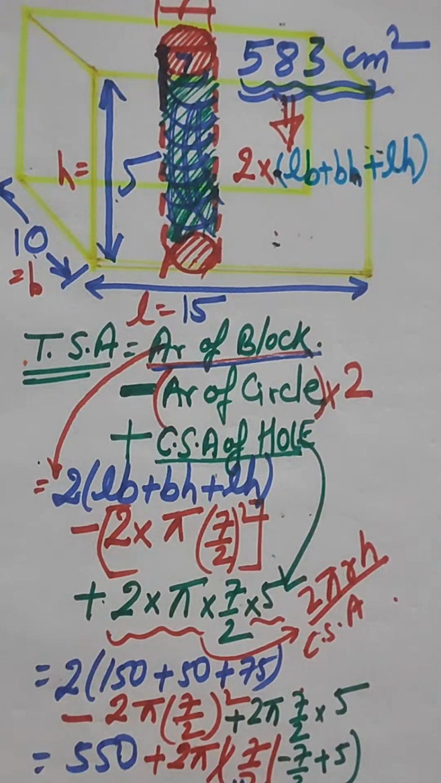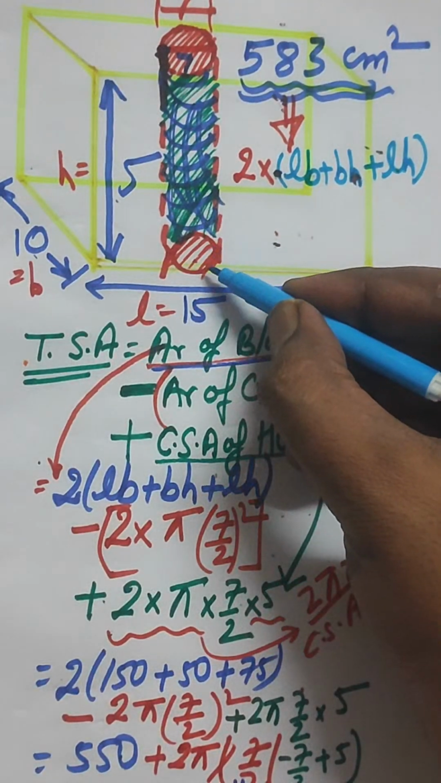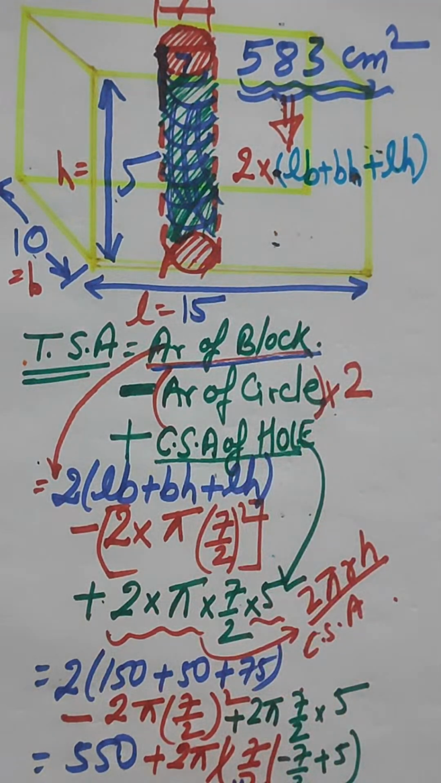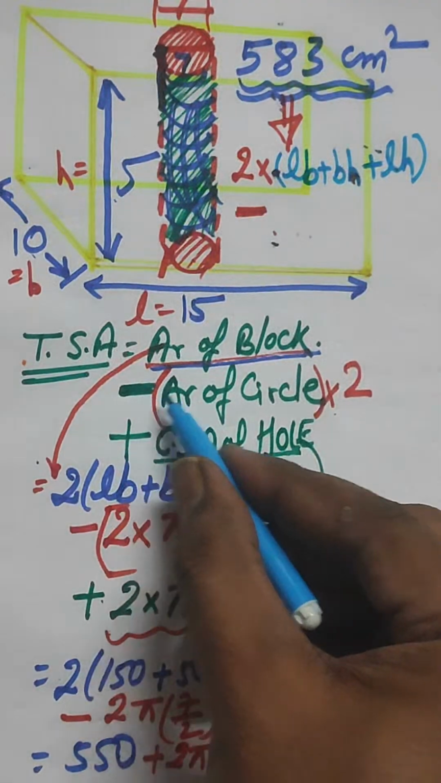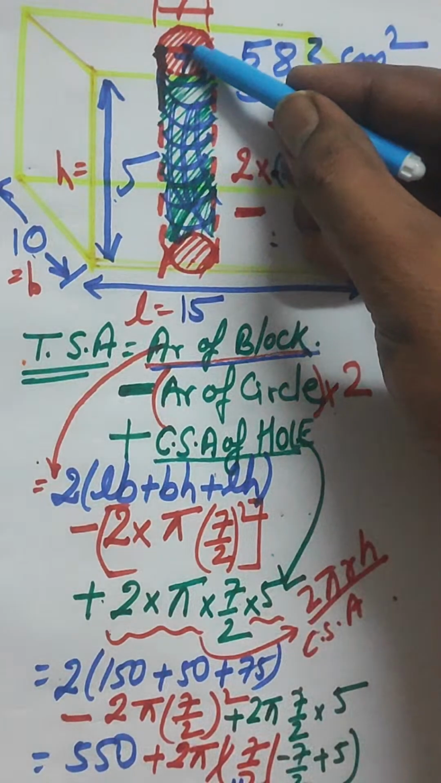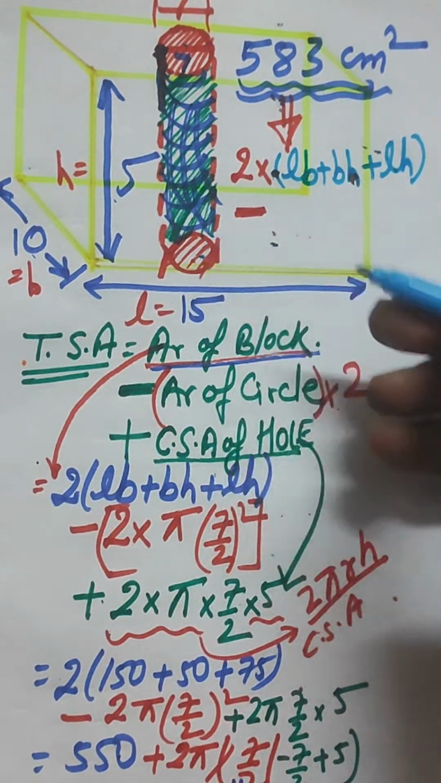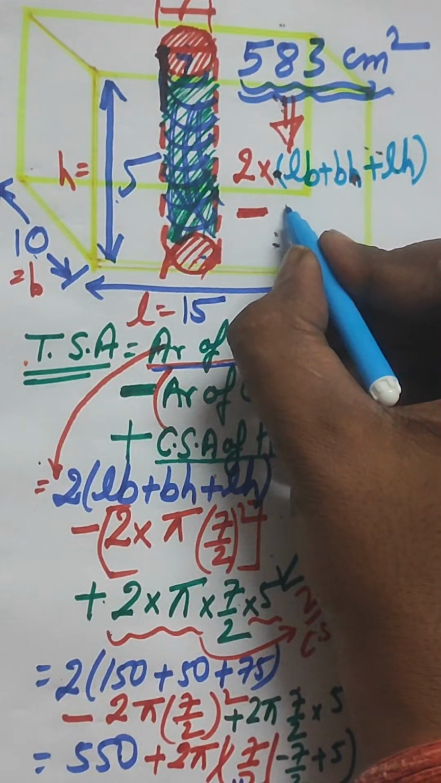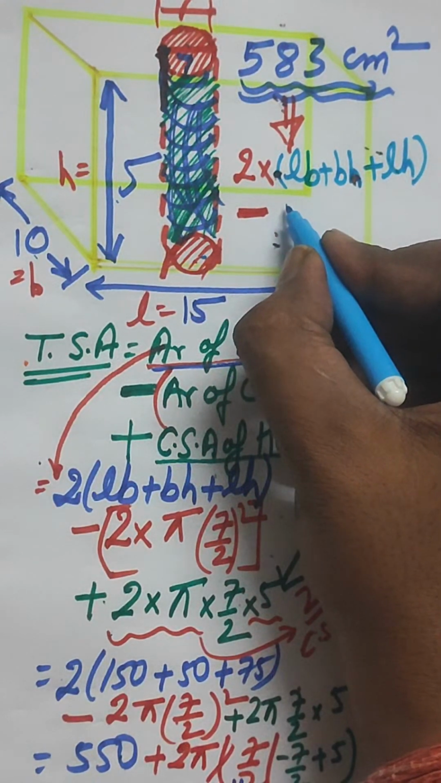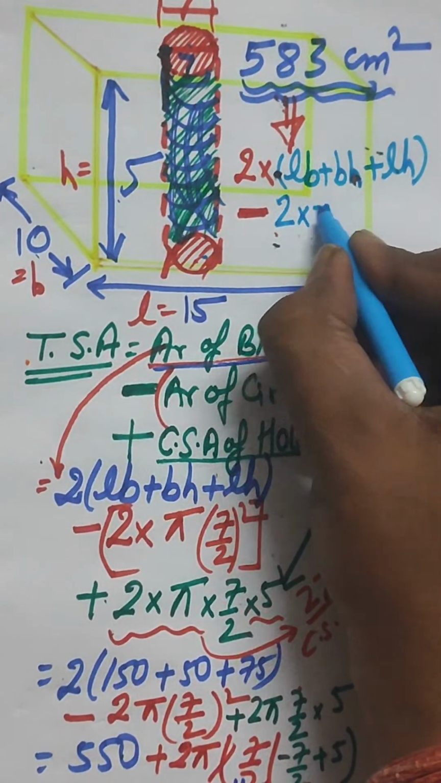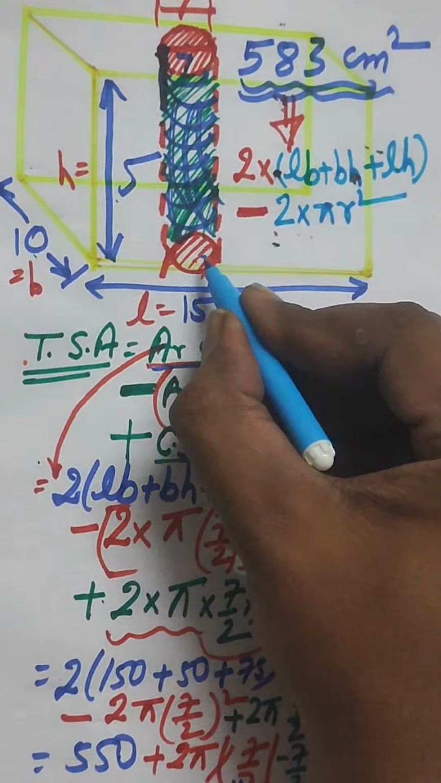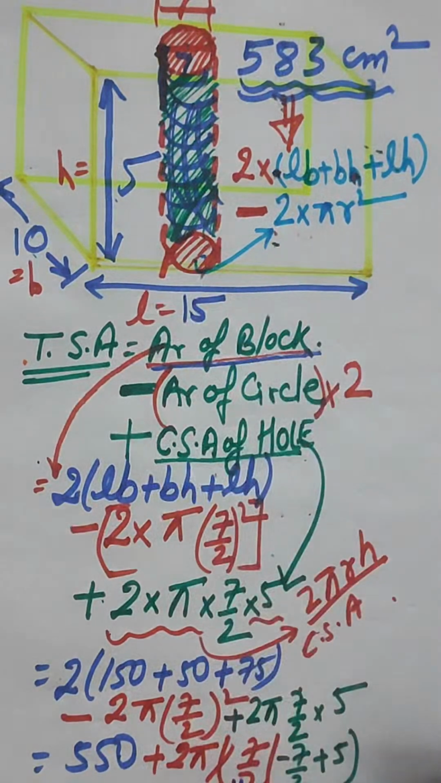So from this, two circles are removed. So that means we need to remove them. That's why a minus will be there, and we remove the area of the two circles, which is equal to the top and bottom, which is shown in red. So that means the surface area of two circles will be removed. That is 2 times pi r square. These are for the circles, right?